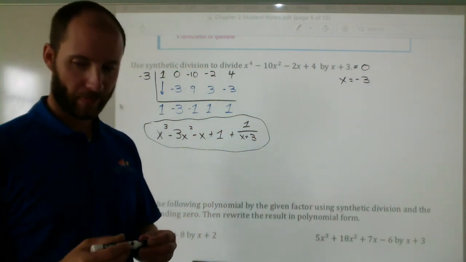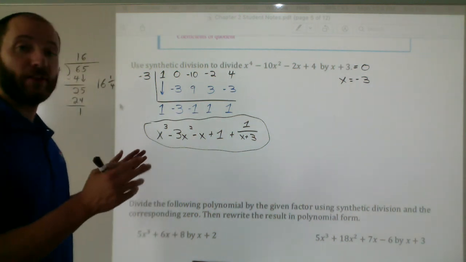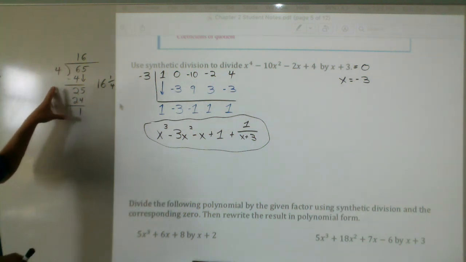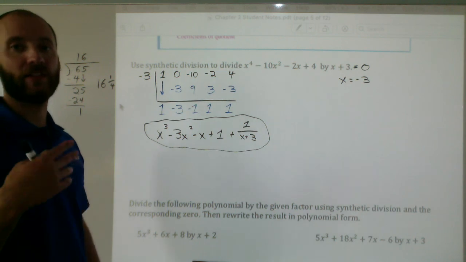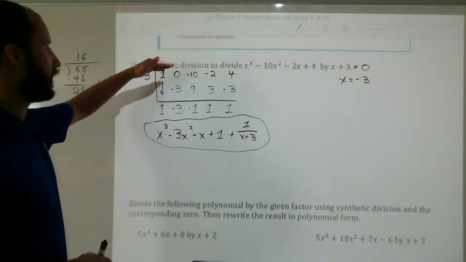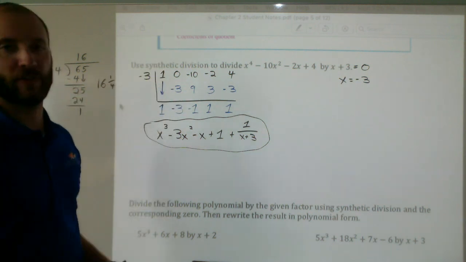So polynomial division is much like the long division that you learned in elementary school: you multiply, you subtract, you do it again. Synthetic division: you divide by the zero, you add vertically, and then you have to reconvert back.